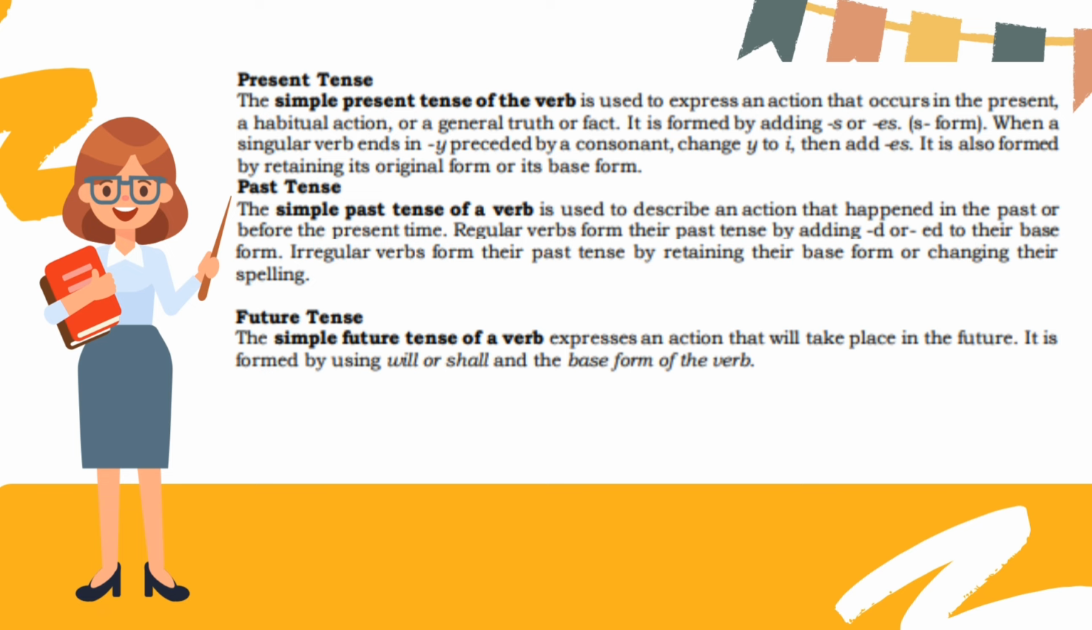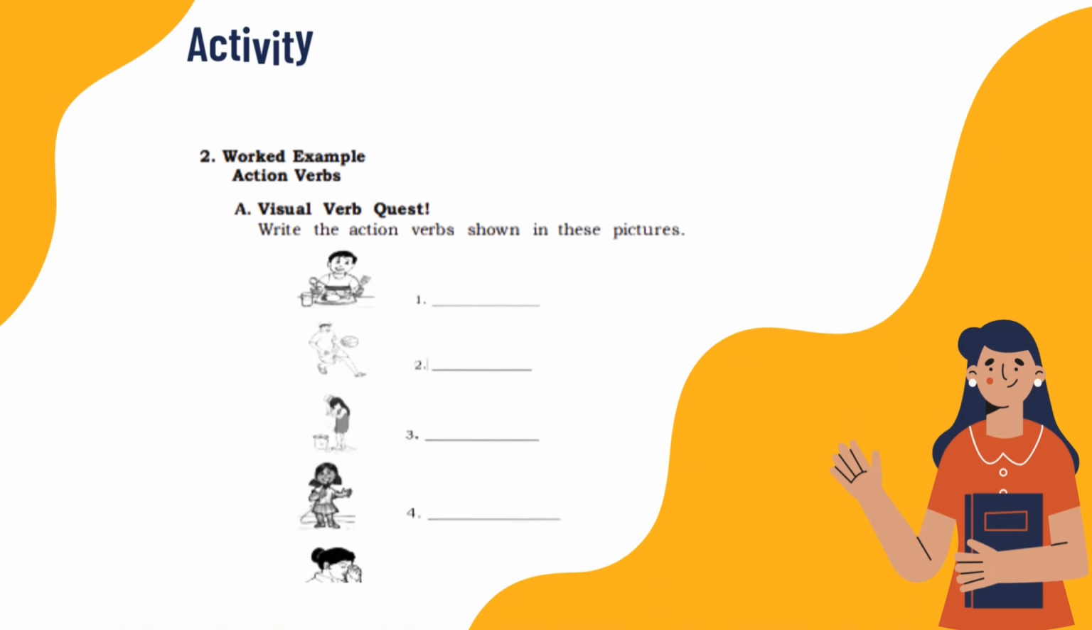While for some verbs, they usually change their spelling to make the past form. For example, sing, sang, shine, shone, eat, ate. So we call those irregular verbs. Now, for the future tense, the simple future tense of a verb expresses an action that will take place in the future. It is formed by using will or shall and the base form of the verb.